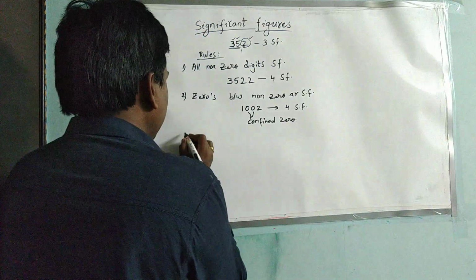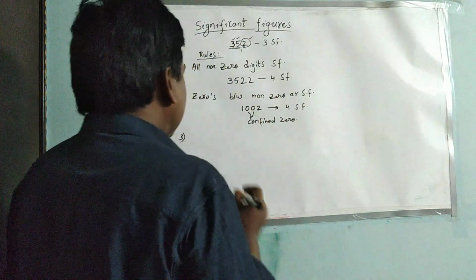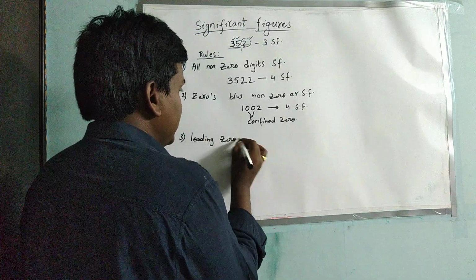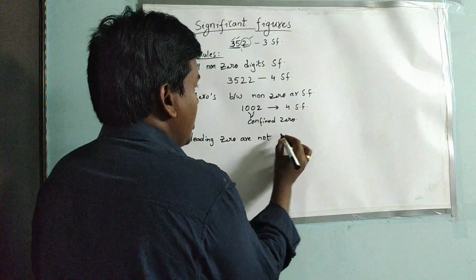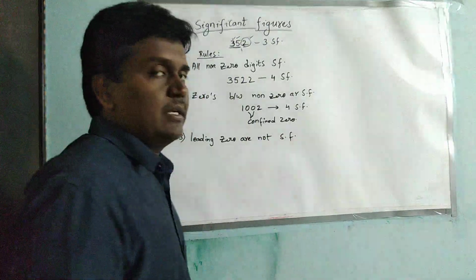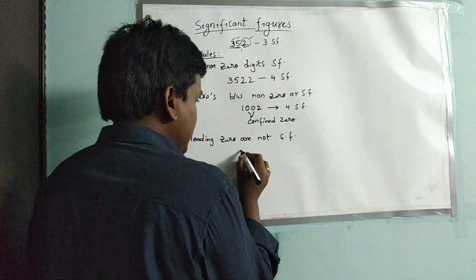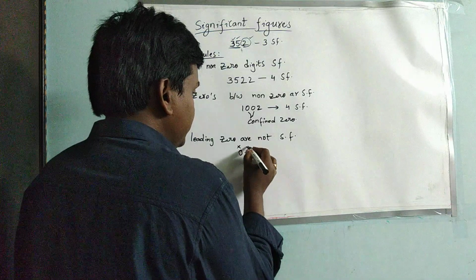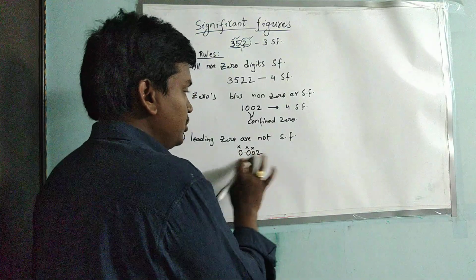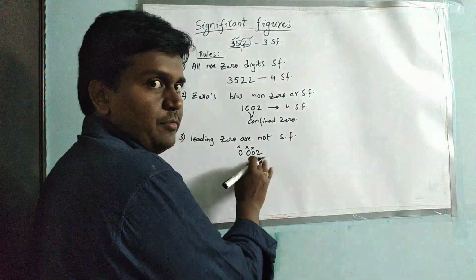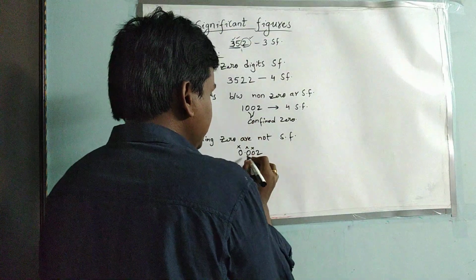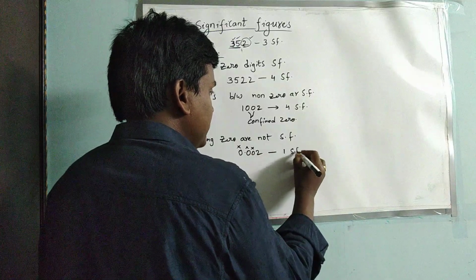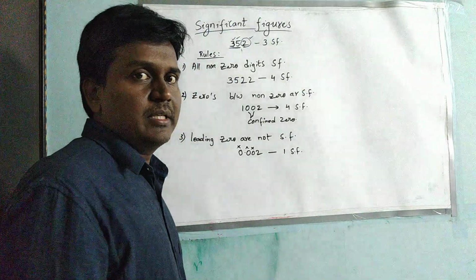Now coming to the next rule, leading zeros are not significant figures. For example, consider a number like 0.002. Here these are leading zeros coming before 2, on the left of the number. That's why these are not significant figures. So here there is only one significant figure. 2 is the significant figure here.